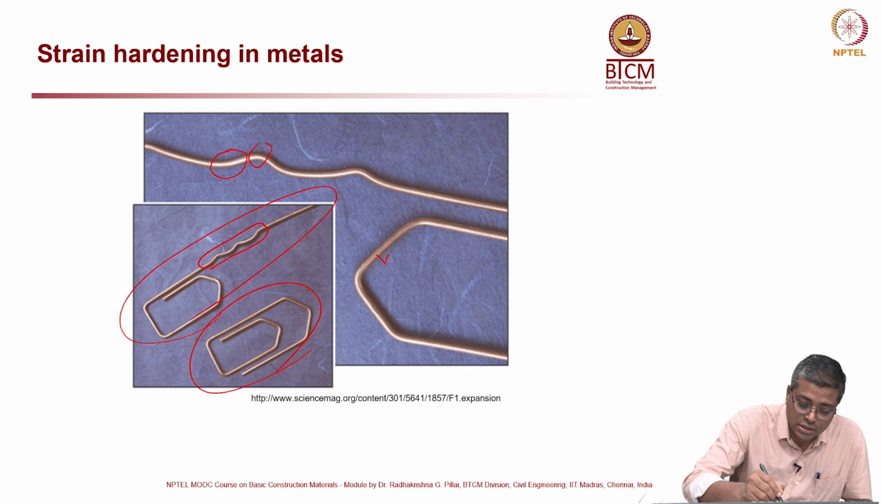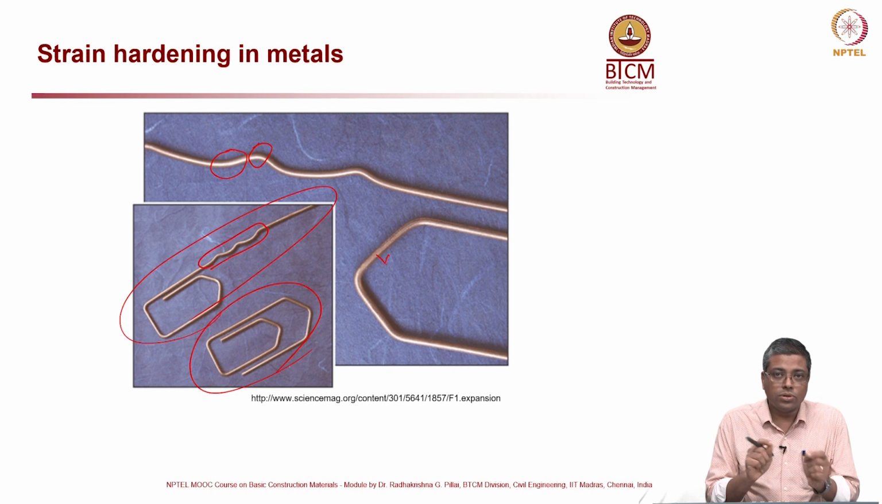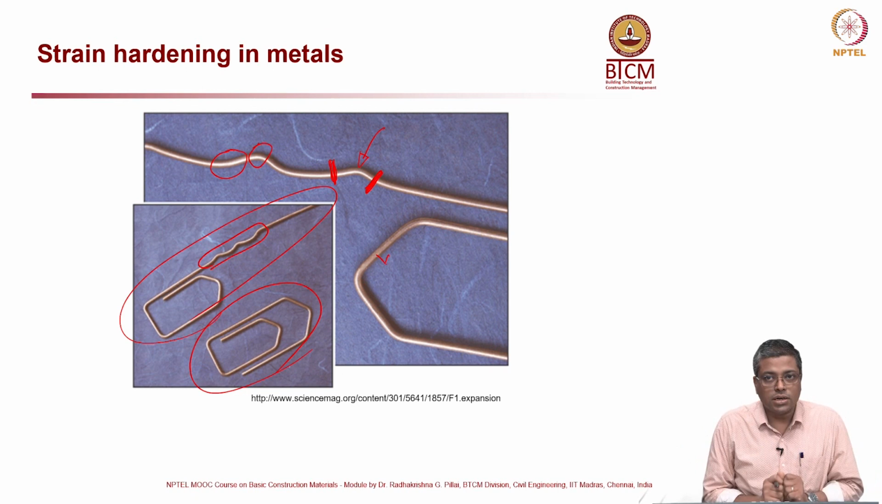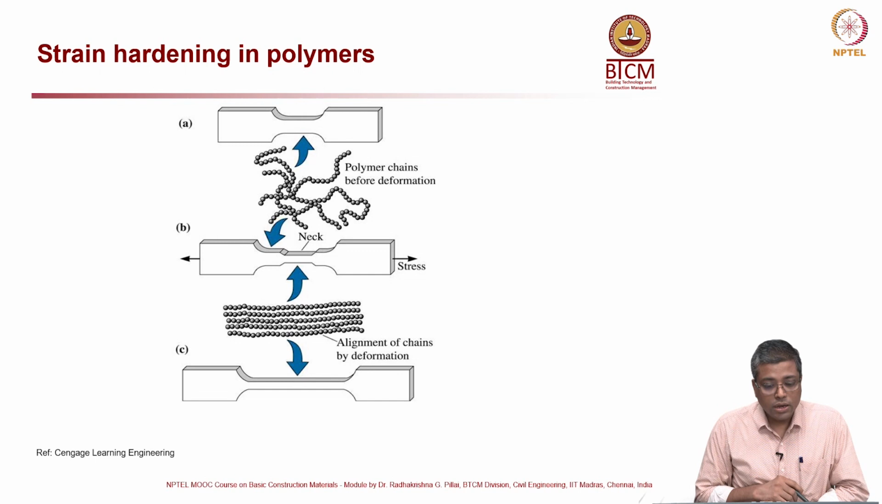So when you try to straighten it, the bent portion is not getting straight, but the point adjacent to that is getting straightened, because the points adjacent to that are weaker than the point which is already bent. So the bent point does not get straightened that easily. In case of polymers, what happens when you do a tension test?